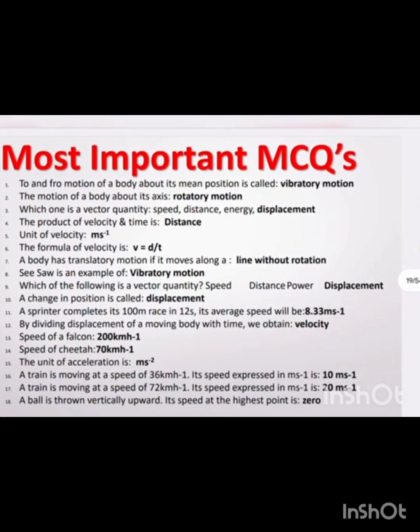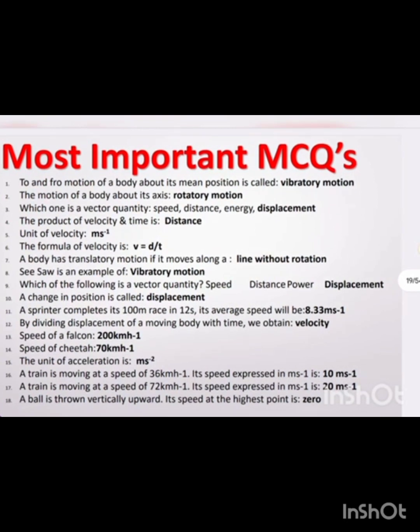To and fro motion of a body about its mean position is called vibratory motion. The motion of a body about its axis is rotatory motion. Which one is a vector quantity? Displacement. The product of velocity and time is distance. The unit of velocity is meter per second. The formula of velocity is v is equal to d over t.